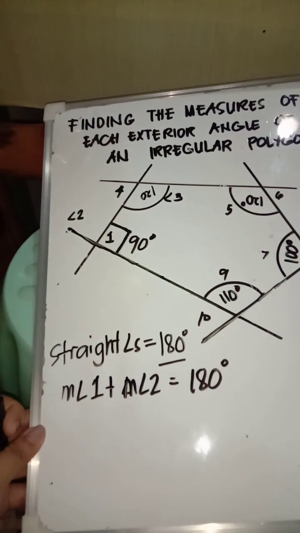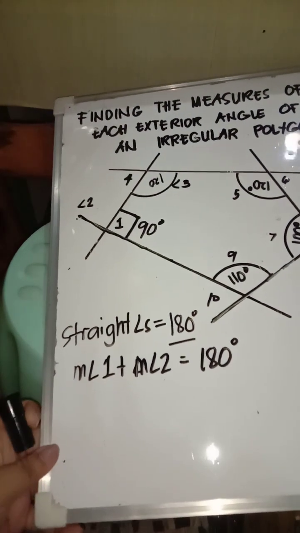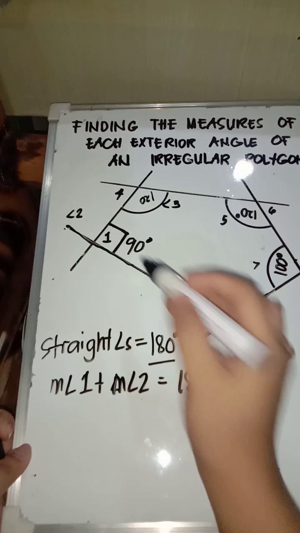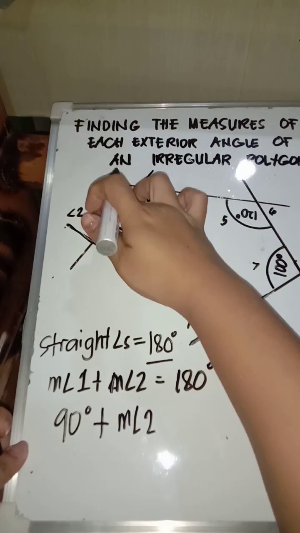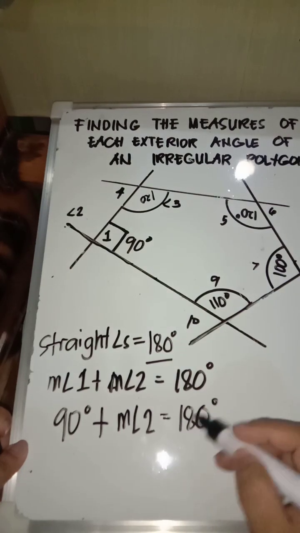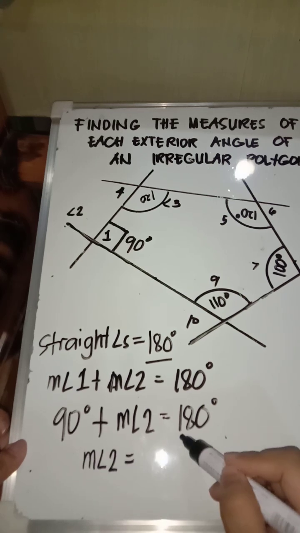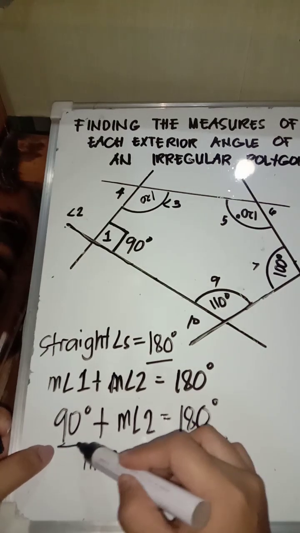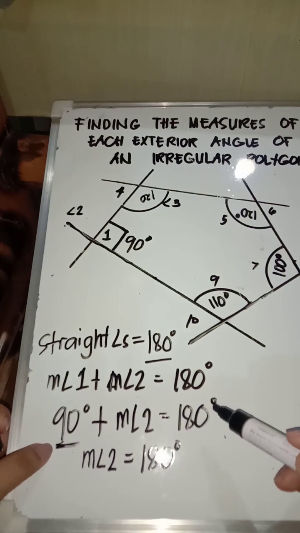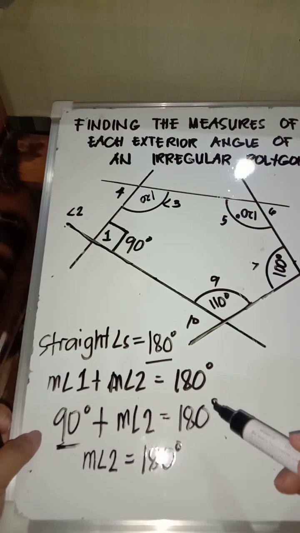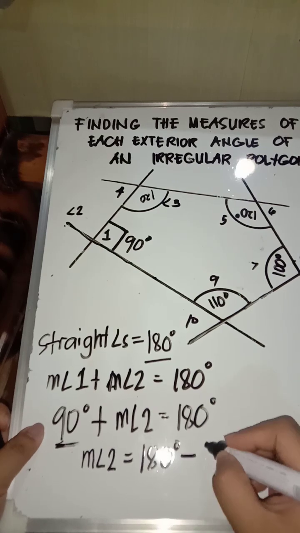Now, the only given is angle 1. How much is the measure of angle 2? Let us solve that. The measure of angle 1 is given, which is 90 degrees. The measure of angle 2 is unknown, so angle 1 plus angle 2 is equal to 180 degrees. We are looking for angle 2, so we remain angle 2 here, then copy the 180 degrees. Then the 90 we transpose to the right side. Transpose means you transfer it, and when you transfer it, the sign changes to its opposite. Since this is positive, it will become negative 90 degrees.